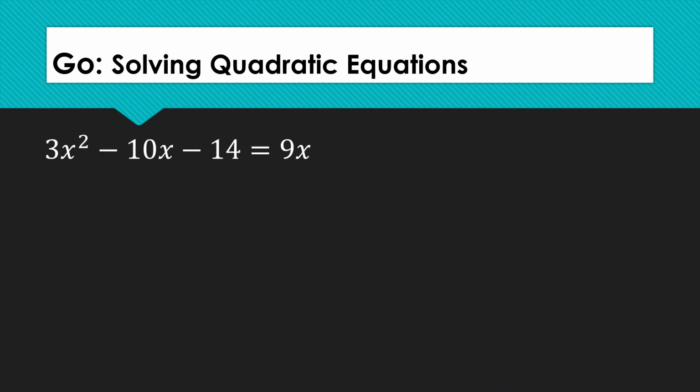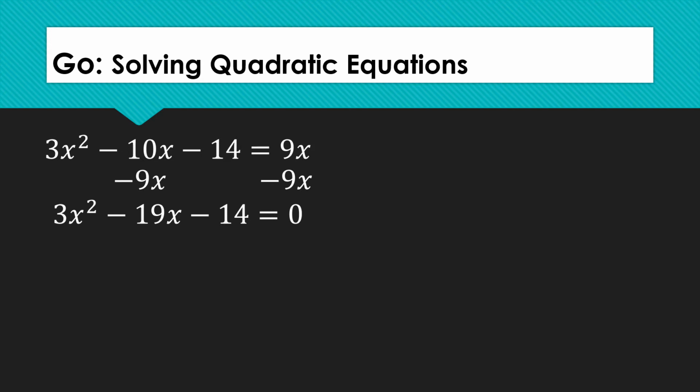In the Go section, you're asked to solve one-variable quadratic equations, which you can do either by using inverse operations with the properties of equality, or you can set the equation equal to 0, find the linear factors, and then use the zero product property to solve for the x values. We're going to do the latter in this example. So we need to set this equation equal to 0. Using inverse operations, we will subtract 9x from both sides of the equation, combine like terms, and we're left with 3x squared minus 19x minus 14 equals 0.